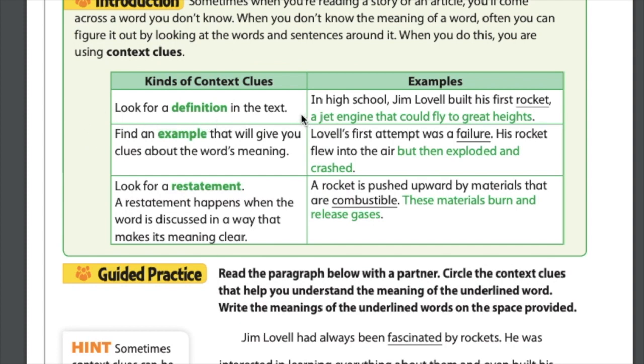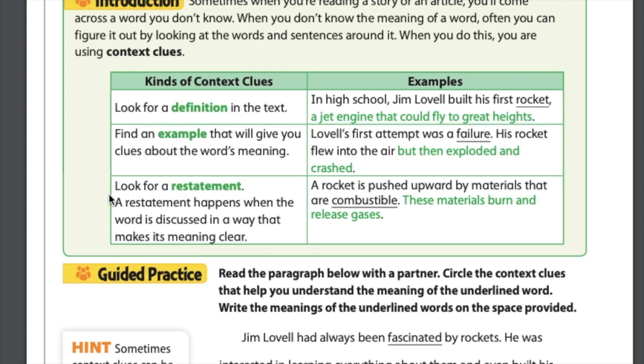Looking for a definition. In high school, Jim Lovell built his first rocket, a jet engine that could fly to great heights. Gives the definition right after the word. Find an example that will give you clues about the word's meaning. Lovell's first attempt was a failure. His rocket flew into the air, but then exploded and crashed. In the next sentence, it gives an example of it being a failure, and so now we know what failure means.